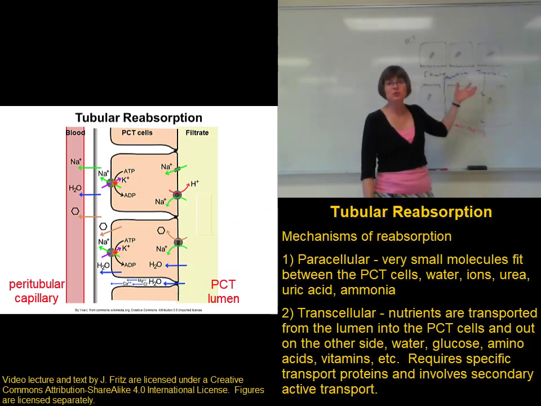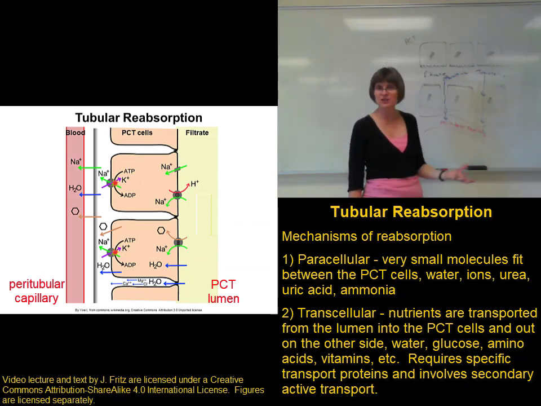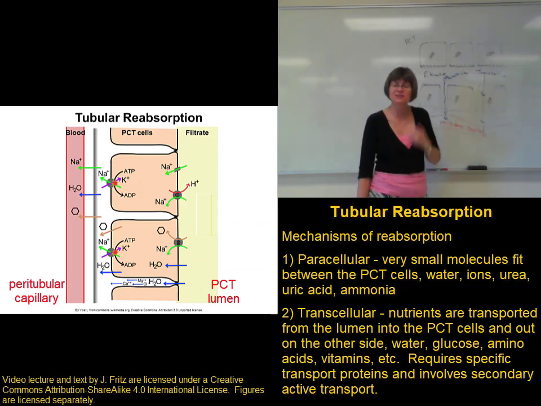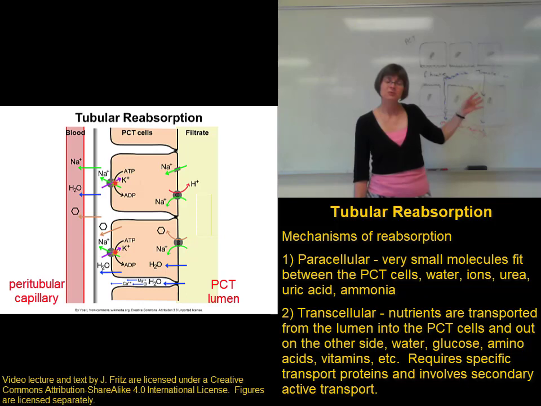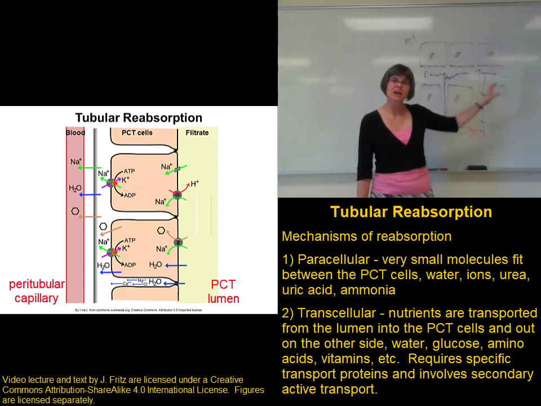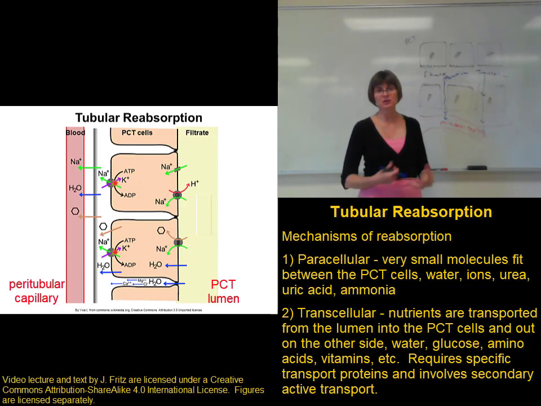Typically, we reabsorb all of the nutrients. We reabsorb all of the glucose, all of the amino acids, and all of the vitamins, because these are good things that we want to keep. However, transcellular reabsorption is limited by the number of transporters. There are only so many transport proteins available, and we can't reabsorb more solute than there are transporters available. So in some cases, you can have so much solute in the filtrate that you can't reabsorb it all.